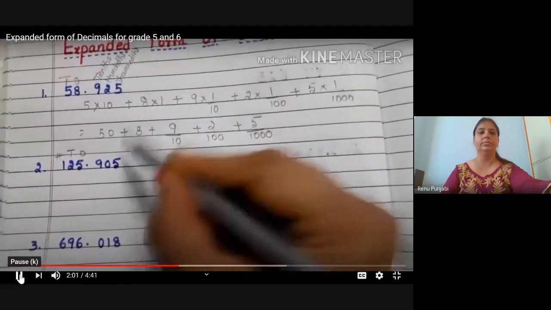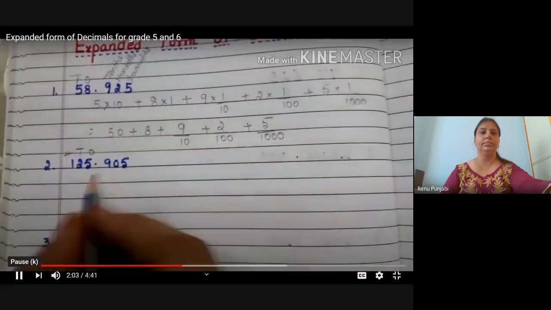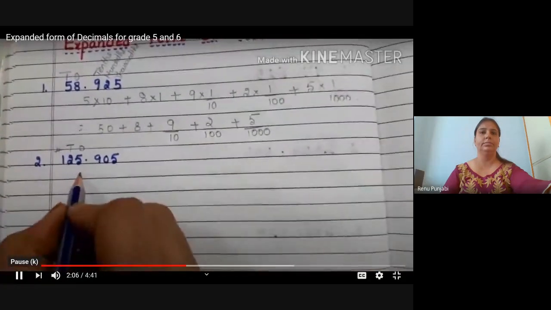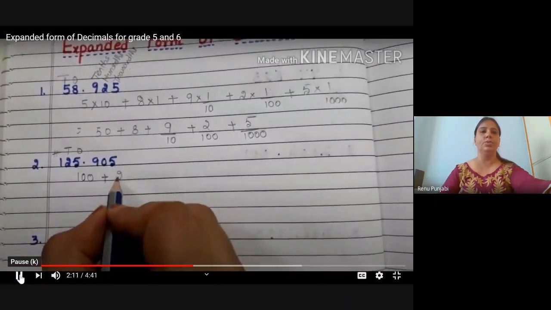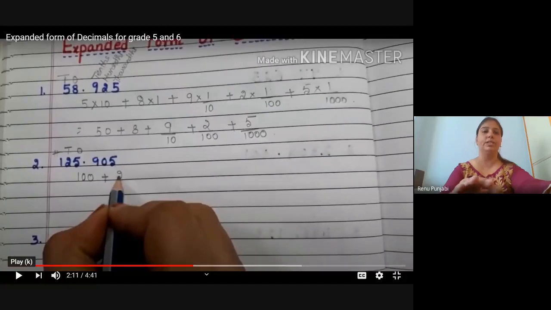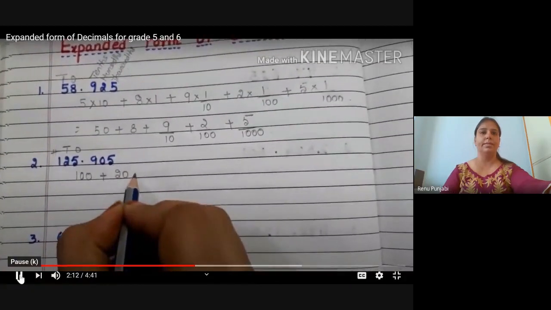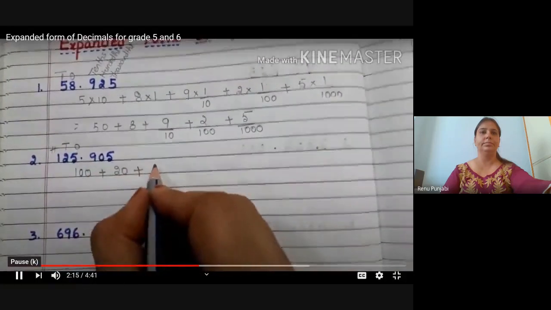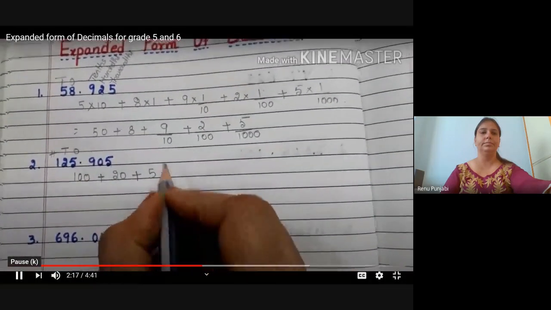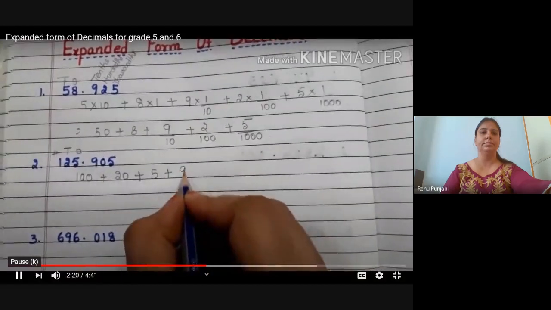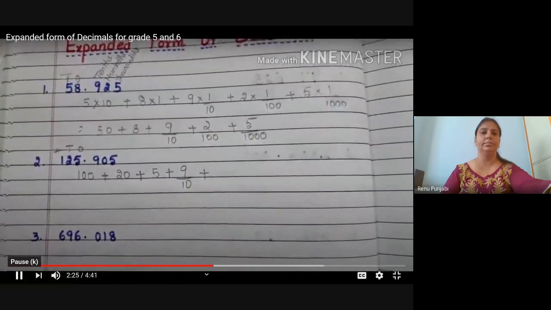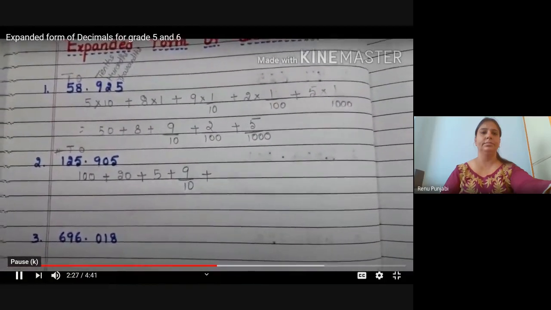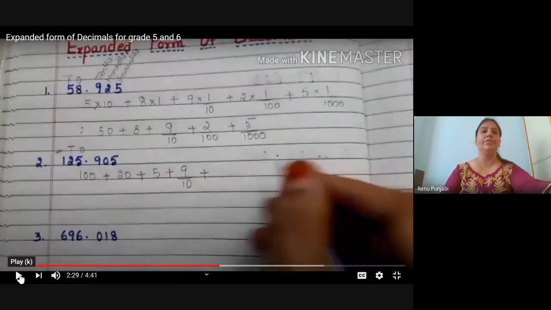5 is in thousandths place. Let us write. So, 1 is in hundreds place, right? 100 plus 2 is in tens place, so 20. See, in this situation, we are writing directly. Please pay attention here. Plus 5 is in ones place. So, 5 plus 9 is in tenths place, so 9 by 10, plus 0 is in hundredths place. So, 0 into anything is 0, right? So, we need not write it.